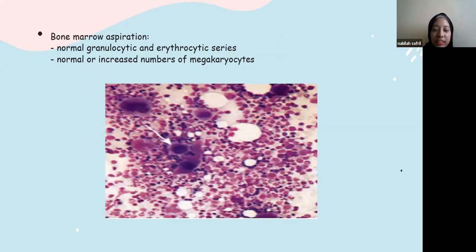For bone marrow aspiration, it's not necessarily to be carried out for the diagnosis, because if you are certain that the history and the family history and the physical examinations, laboratory investigations are of typical presentations of immune thrombocytopenia, then there's no indication to carry out bone marrow aspiration. So what we can find is only normal granulocytic and erythrocytic series with normal or increased number of megakaryocytes.